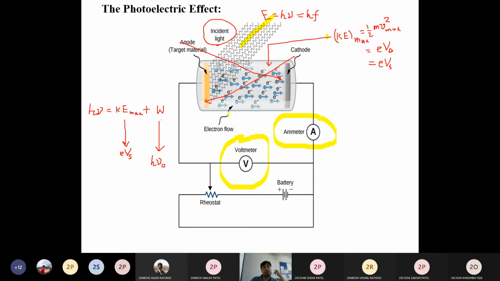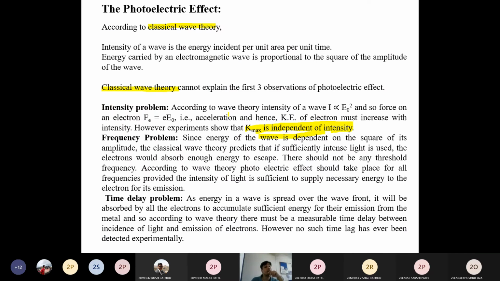But as we know, this photoelectric effect doesn't verify, okay, it doesn't explain three of the observations from the classical wave theory. Okay, from the classical point of view, the photoelectric effect has some limitations. As we know, intensity is what? Intensity is energy incident per unit area per unit time. So I is equal to Q upon A into T. Yes, I is equal to Q upon A into T. I think in first semester we have seen this.